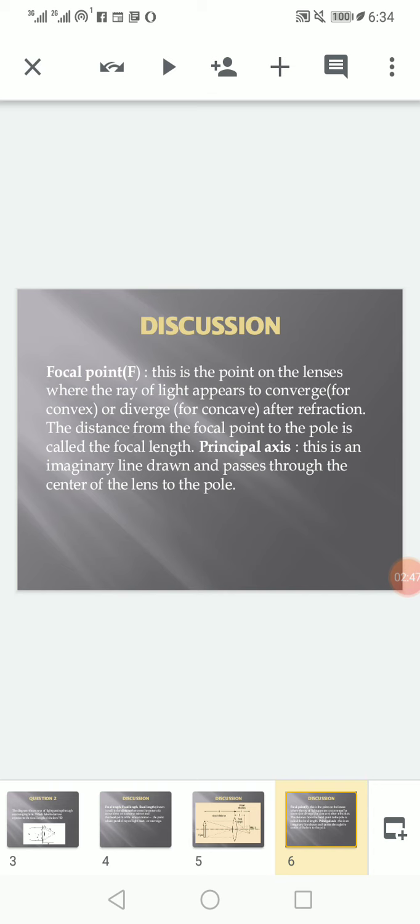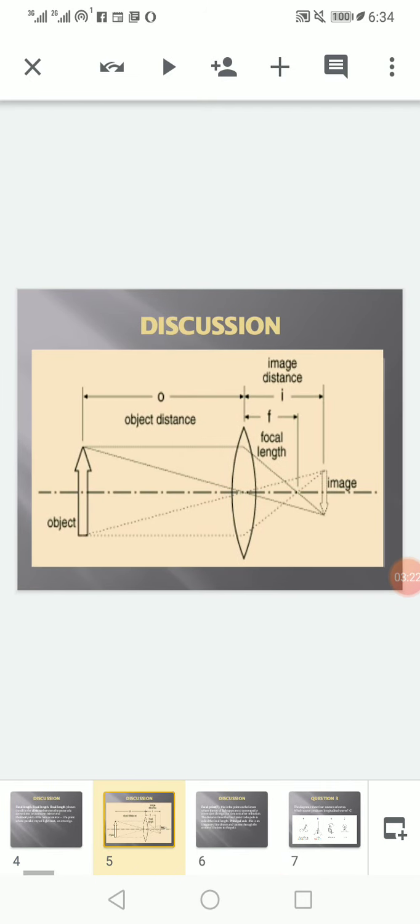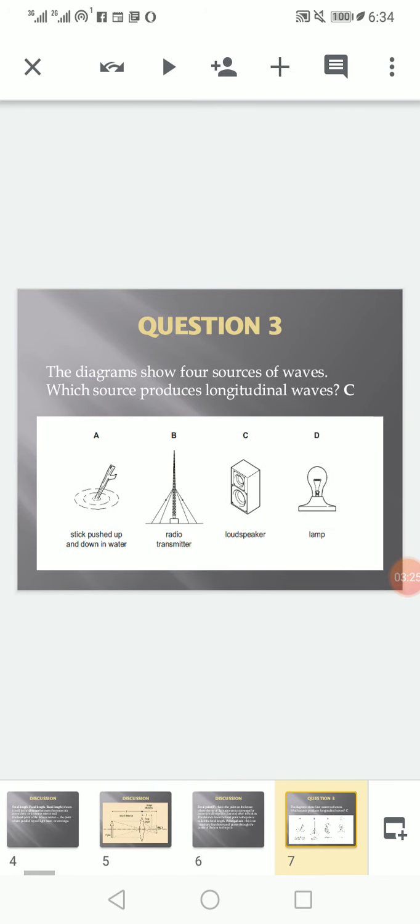The focal point of the lenses. This is the point on the lens where the rays of light appear to converge for a convex lens, while diverging for a concave lens after refraction. The distance from the focal point to the pole is called the focal length. I go back again. The distance from the focal point to the pole is called the focal length. I also want to refer you to your notes deeply for all this. All the diagrams needed are also discussed in your notes.